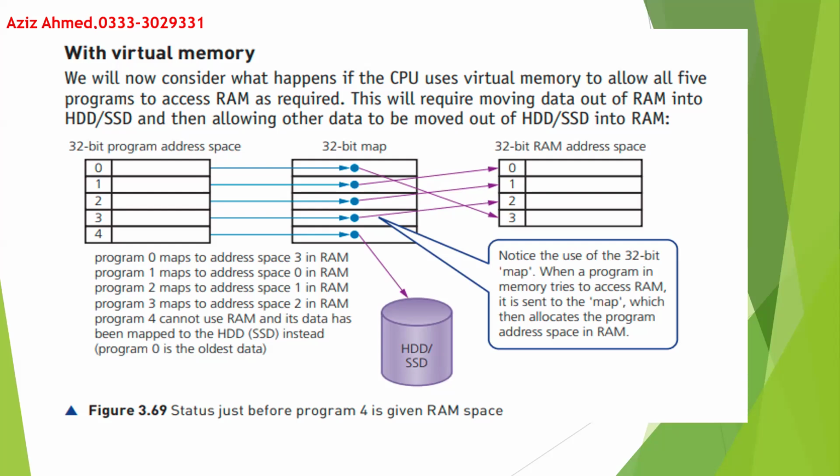It only says there are five programs. The first program has taken space here. Map means direct towards, move towards. Like the first program has been moved towards RAM. Now RAM is full. The fifth program, that is basically program number 4, does not have space in RAM. But it is moved to the hard disk. This is the concept of virtual memory.